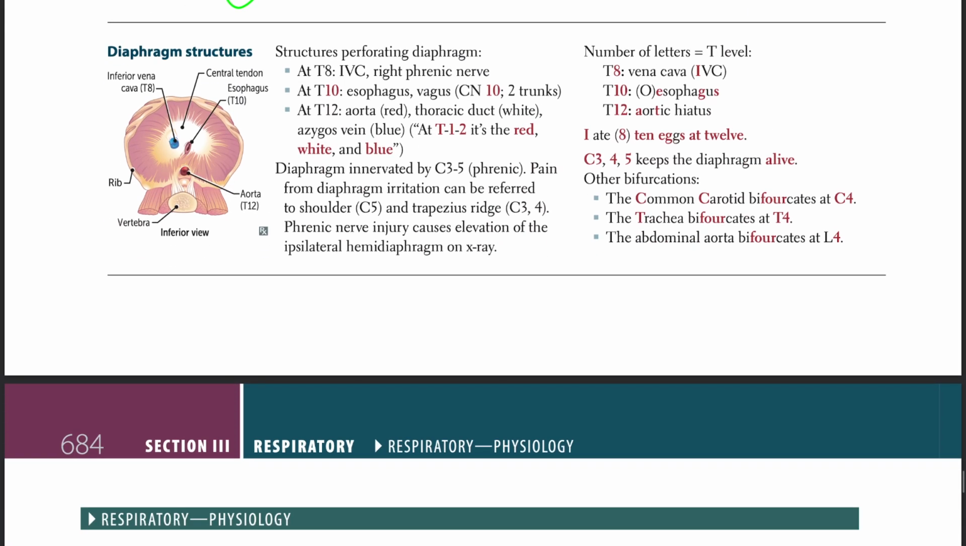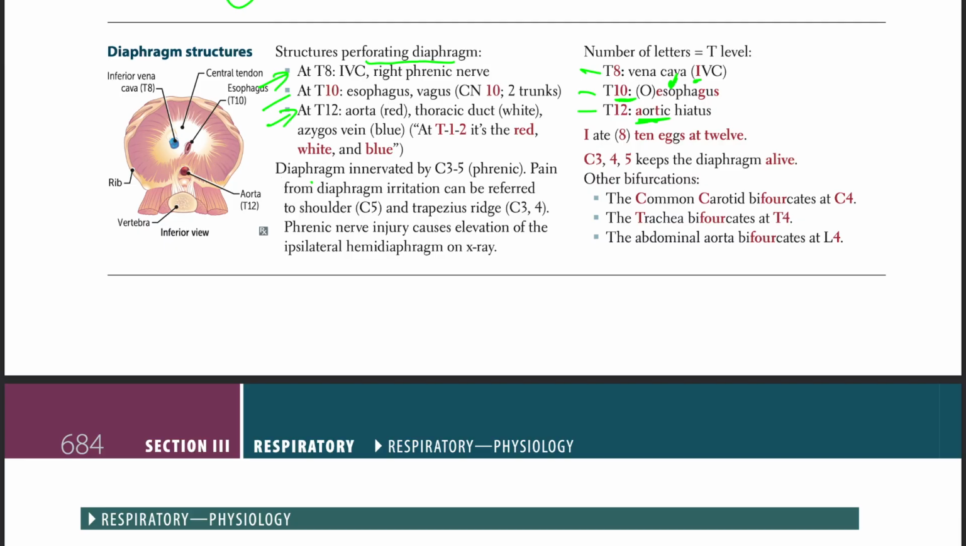So now let's talk about your diaphragm structures. Diaphragm structures, simple but important. Structures that perforate the diaphragm are at T8, T10, and T12. The mnemonic is here: 8, 10, 12. At T8, you have the IVC. At T10, you have the esophagus. At T12, the aorta, the aortic hiatus. So that's what you have basically.